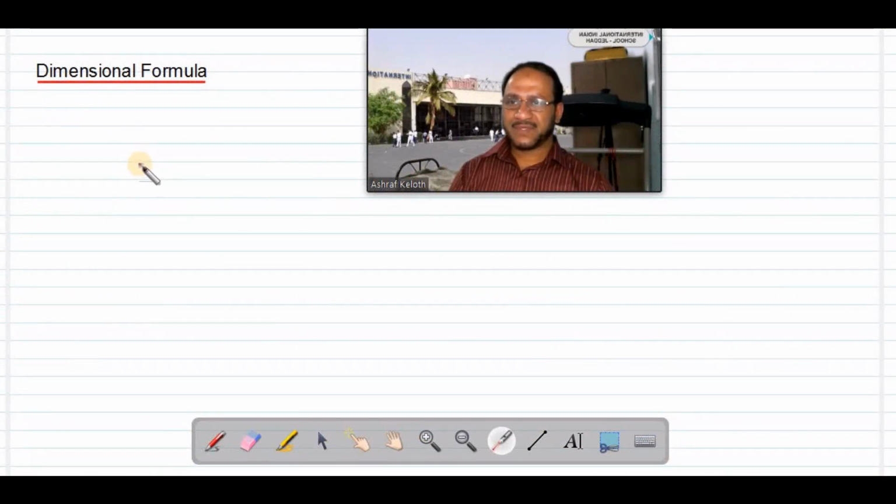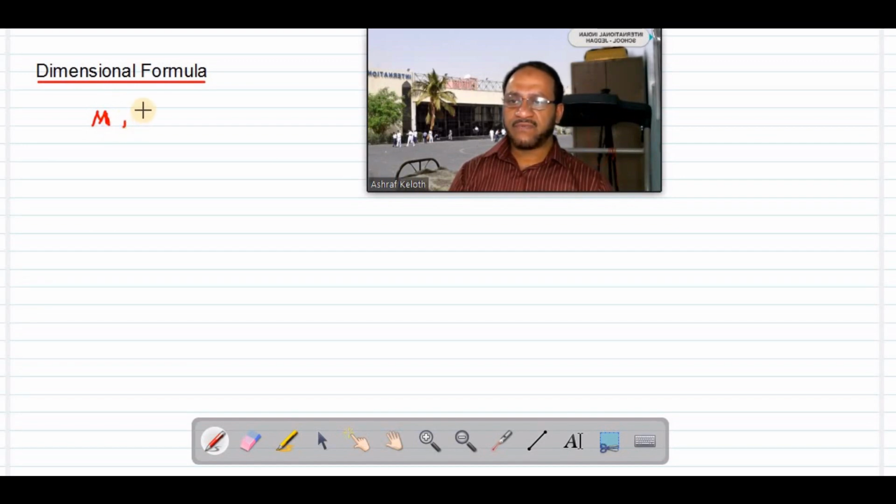Hi students, this is the next topic in the lesson Physical World and Measurement, that is dimensional formula. In the previous lesson we discussed fundamental units and derived units. The fundamental units, the basic units, include mass. The dimension for mass is given as capital M. This M represents the dimension of the base quantity, the fundamental unit.